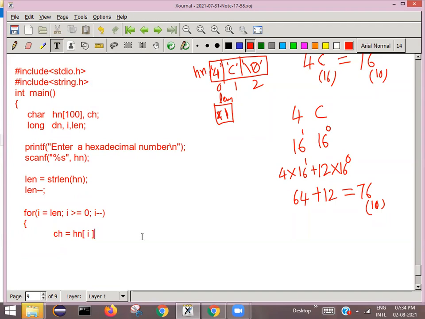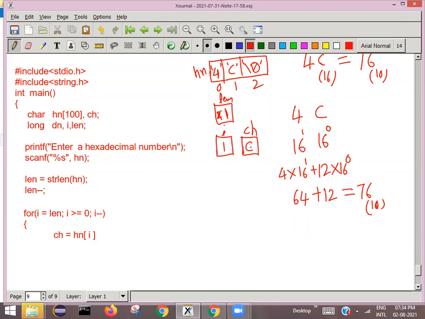So what is the i value? We'll go with the memory diagram. This is my variable i. i is equal to length. Length is equal to how much? 1. So hn of 1. Hn of 1 is what? C. That C will be stored in the character variable ch. So now capital C is stored here.